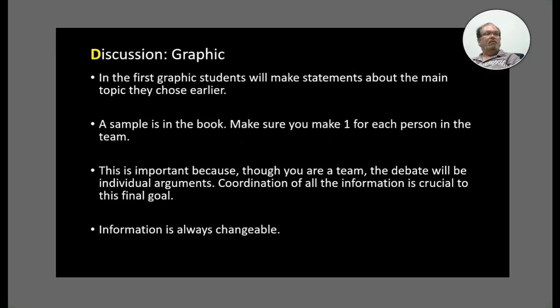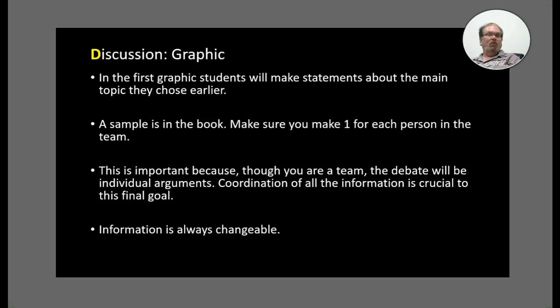In the first graphic, students will make statements about the main topic they chose earlier. The main topic, you should have had 1 point, and maybe you need to change it, but everything is changeable. So choose the topic, and when you go through this graphic, can you make statements to support this topic or oppose this topic?